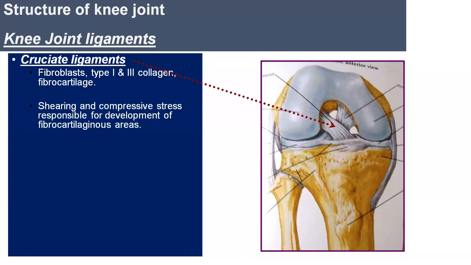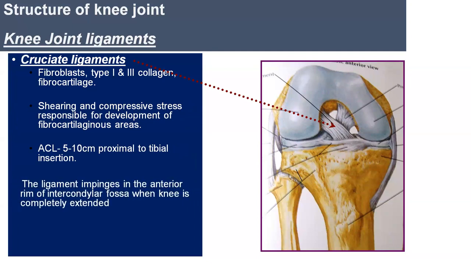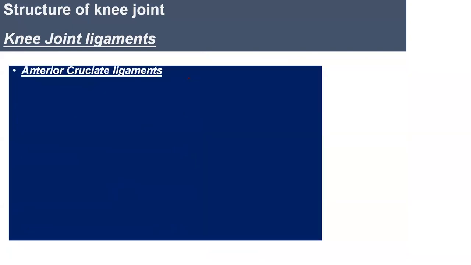So coming to the cruciate ligaments, they have fibroblasts, type 1 and type 3 collagen, and fibrocartilage. Here the shearing and compressive stress is responsible for the development of fibrocartilaginous areas. In the ACL, it occurs 5 to 10 millimeters proximal to the tibial insertion. The ligament impinges on the anterior rim of the intercondylar fossa when the knee is completely extended. In the PCL, it occurs in the middle one-third, with twisting of the ligament.